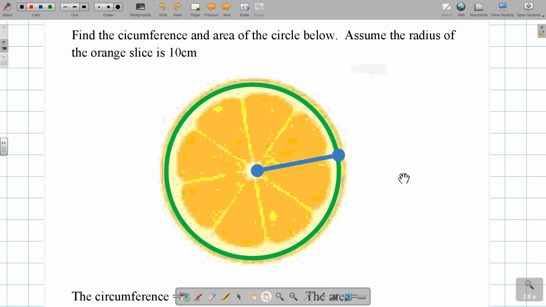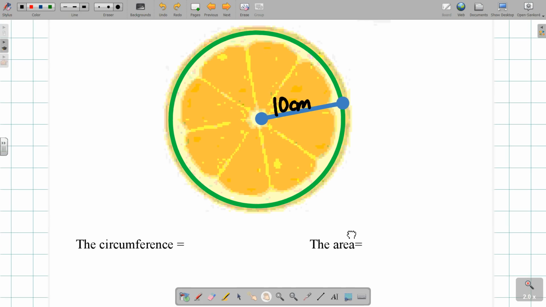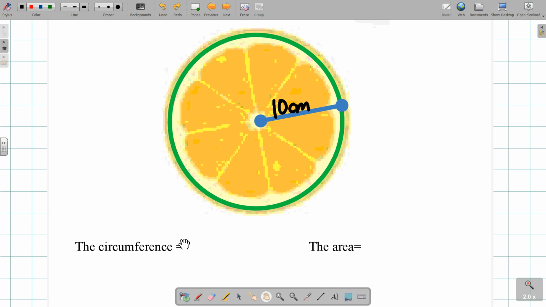I want you to imagine that you have an orange slice in front of you. So that's an orange slice. And the radius of the orange slice is 10 centimeters. It's very large, actually. 10 centimeters physically is large for a radius of an orange. Maybe I'll change that to grapefruit next year. And what I want you to do is we're going to find both the circumference and the area of this orange.